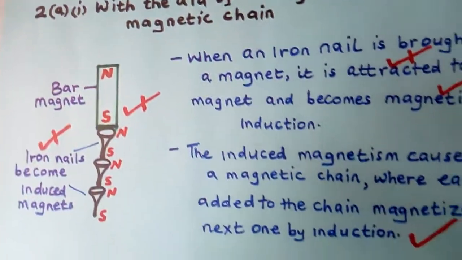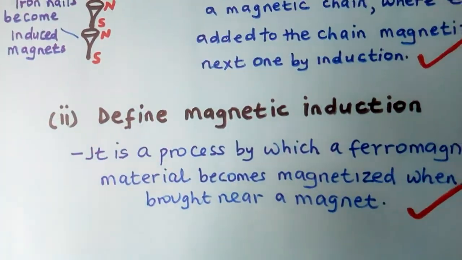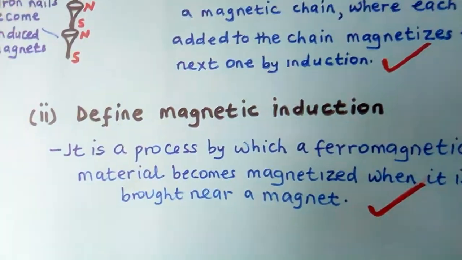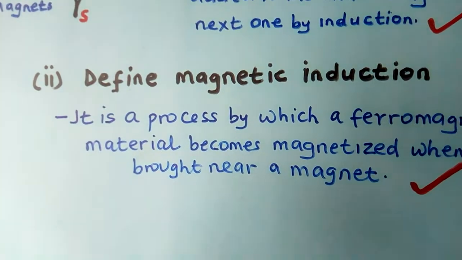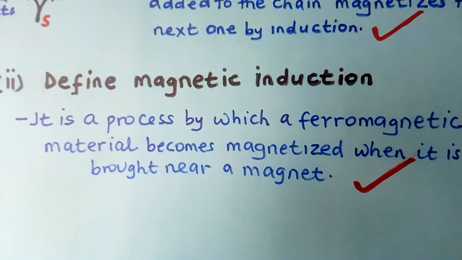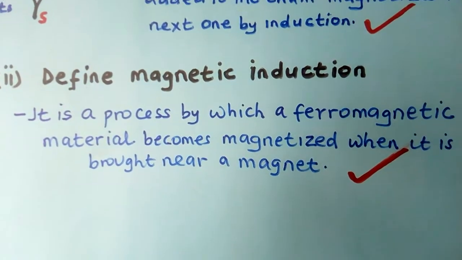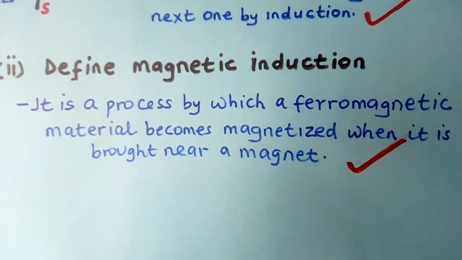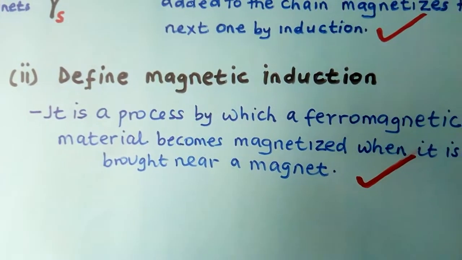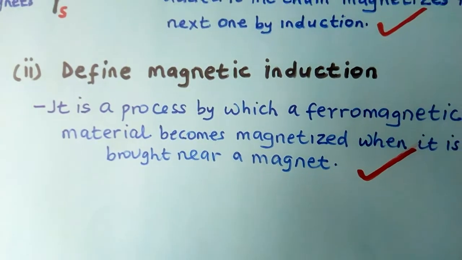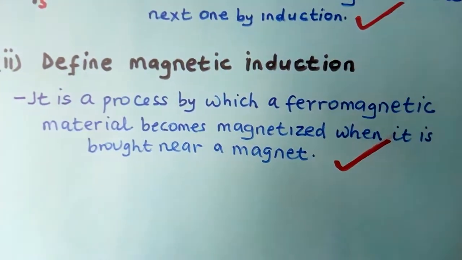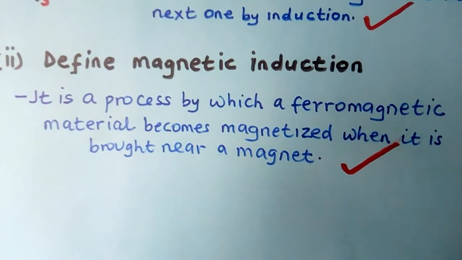So putting it in words, we shall say it is a process by which a ferromagnetic material becomes magnetized when it is brought near a magnet. So once you bring a ferromagnetic material near a magnet, it becomes what? Magnetized. And that process is what we call magnetic induction. A process where a ferromagnetic material becomes magnetized when you bring it near a magnet. That process is called magnetic induction.